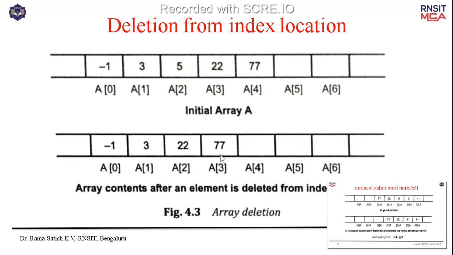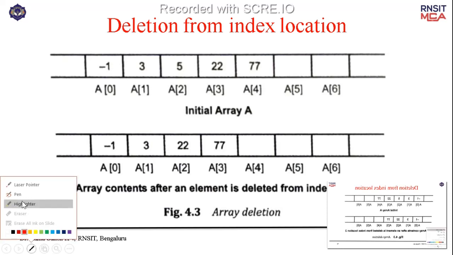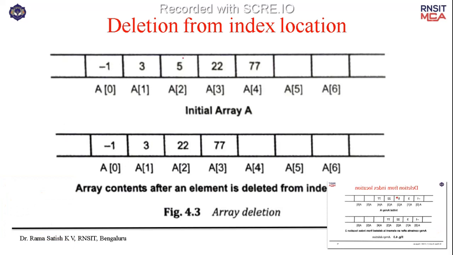But if you want to delete an element in between, that is from an index position exactly, then to remove an element from the middle, one has to move all the elements to the left. In the previous case, you moved to the right. Now you have to move in the reverse direction. So suppose I want to delete 5. What I have to do? I have to move 22 to 5's position and 77 to 22's position.